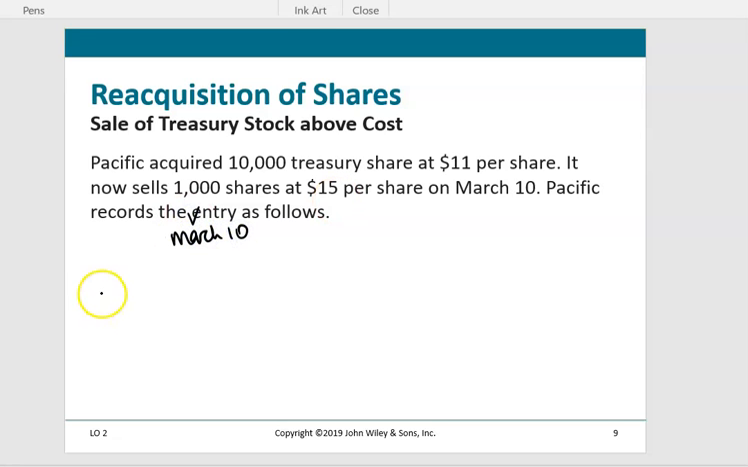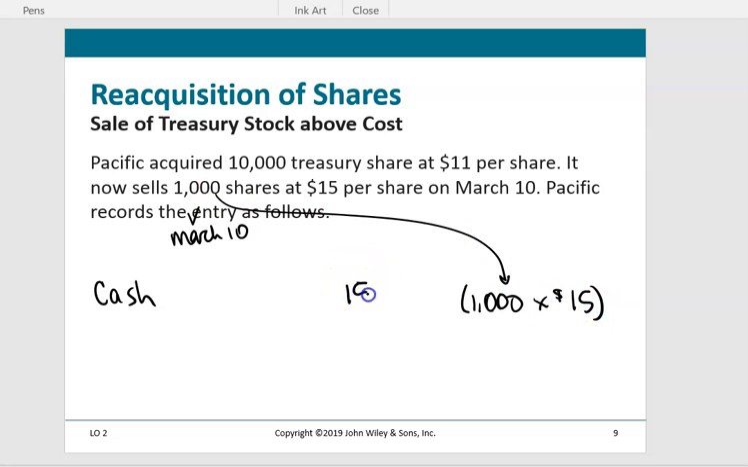So the company is issuing stock, so it gets cash. How much cash does the company get? They're issuing 1,000 shares. At a market price, they get $15 per share, so cash goes up 15,000.